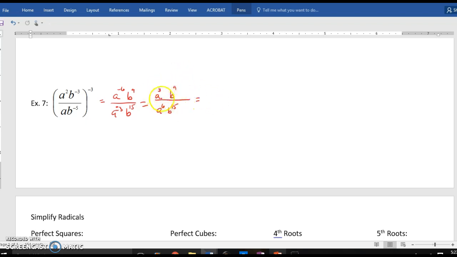So how many a's do I have on top? 3 on top, 6 on bottom. Cancel the 3 out. How many do I have left? 3 on bottom. Cancel off 9 off the top. How many do I have left on bottom? 6. And if I have nothing left on top, I have 1.